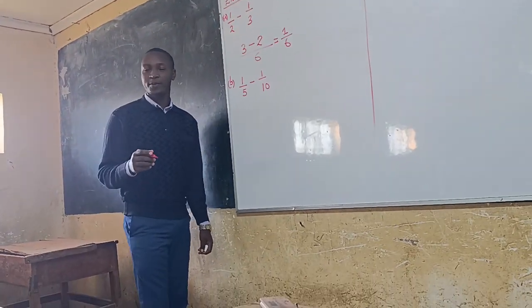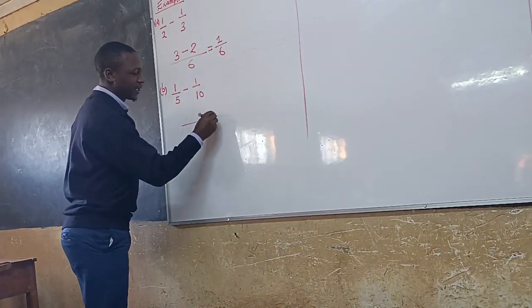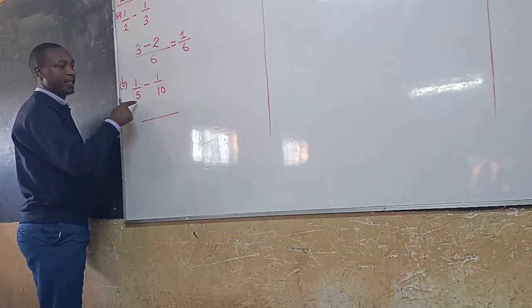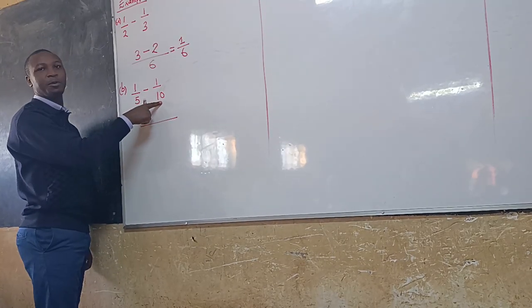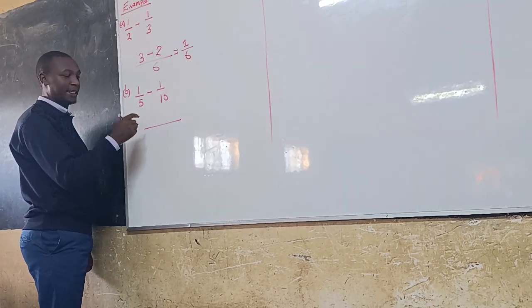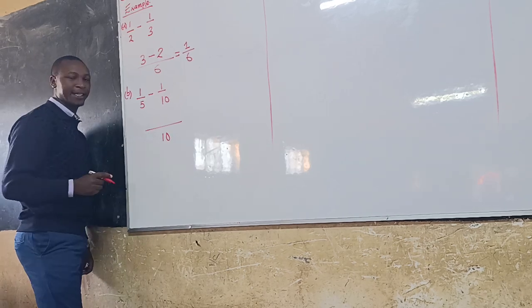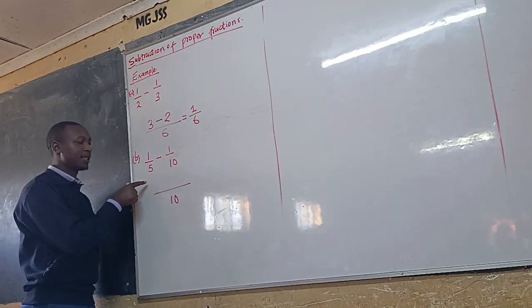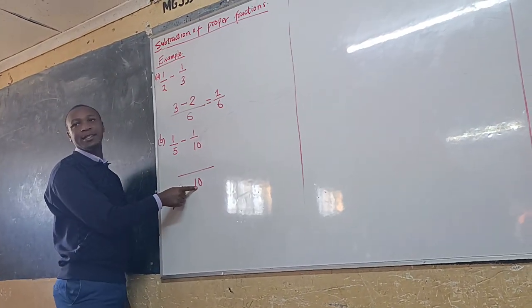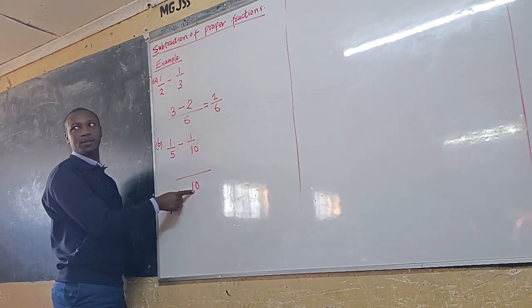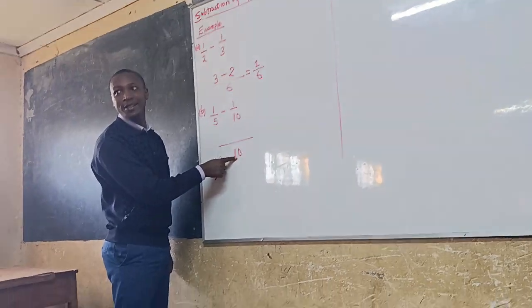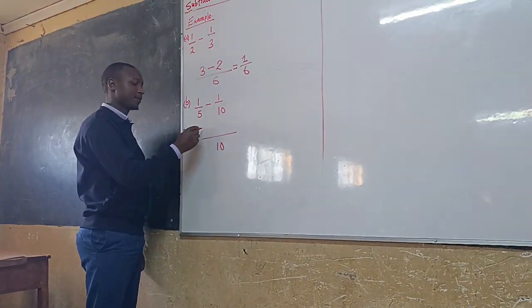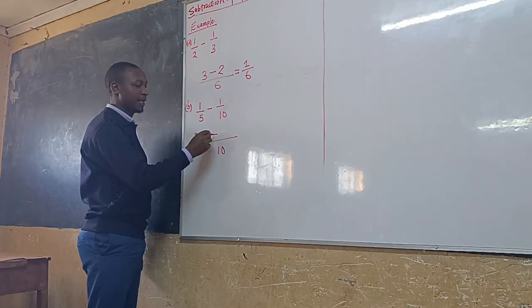What do we do? Find the LCM of what and what? 5 and 10. So what is the LCM of 5 and 10? 10 is the LCM of 5 and 10. So how many times does 5 go to 10? Twice. Say what twice? Twice. 2 times 1? 2 minus.